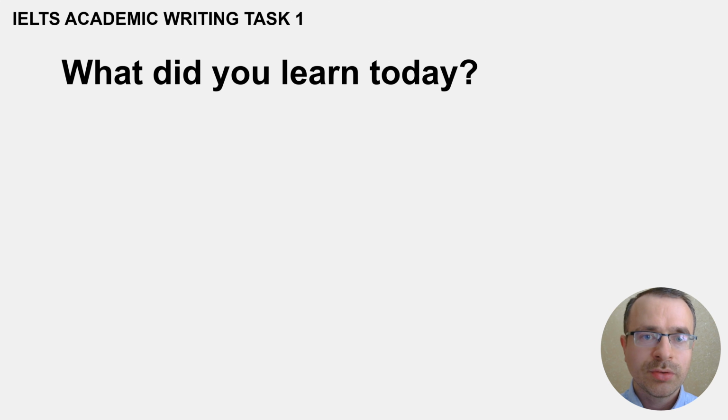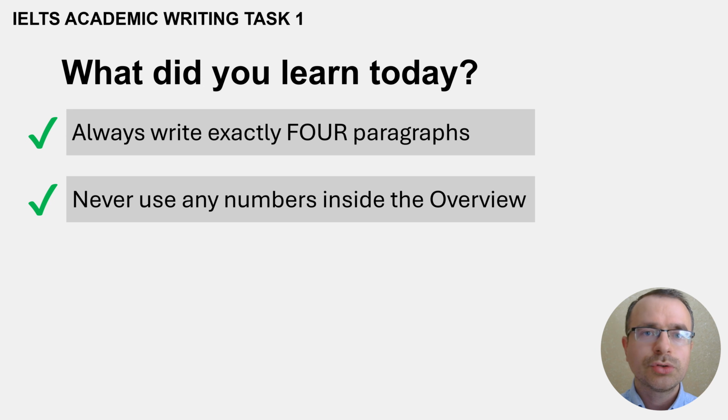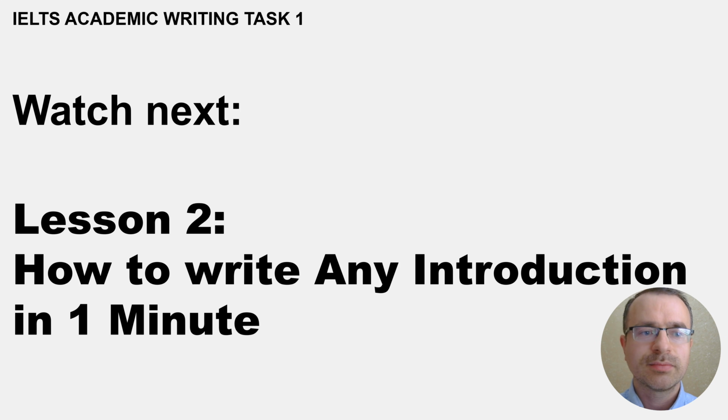So what did you learn today? Today we have covered that we need to write exactly 4 paragraphs. We do not use any numbers in the overview, in our summary of the main trends, which is paragraph 2. And also we need to group details logically. So in paragraph 3, we report the similarity. We group together things that are similar to each other. In paragraph 4, we provide the contrast and make additional comparison.